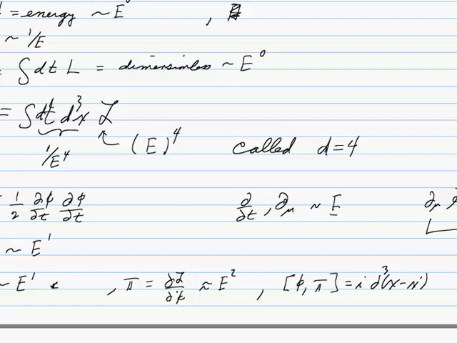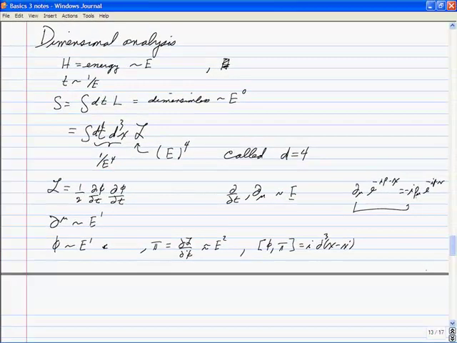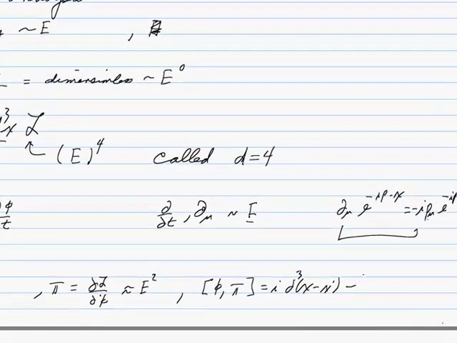A delta 3 carries units of 1 over x cubed, right? Because d3x times delta 3 is 1. So delta of some variable carries the units of 1 over that variable. So it goes like 1 over x cubed, which is energy cubed. And that works out because phi was energy to the 1, pi was energy squared, so you get energy cubed.